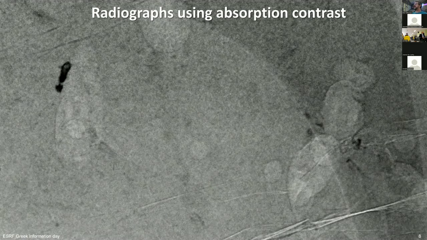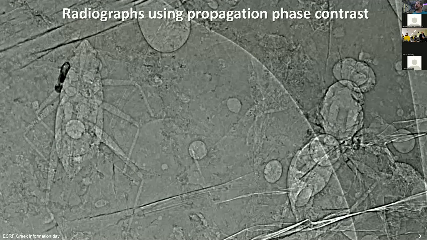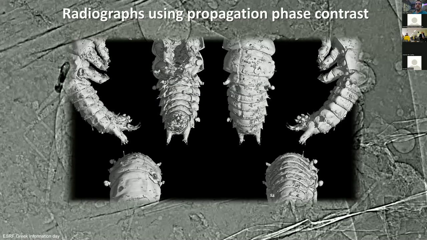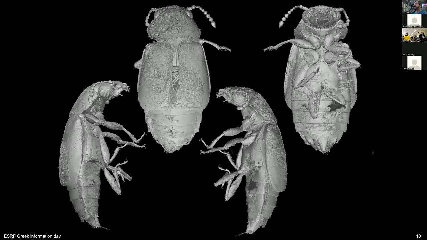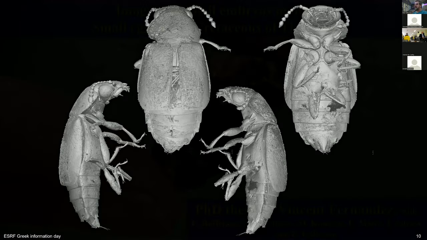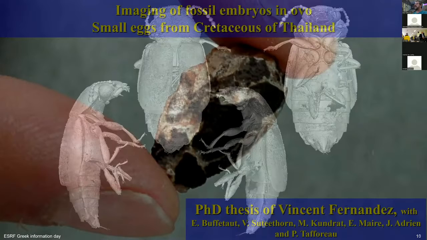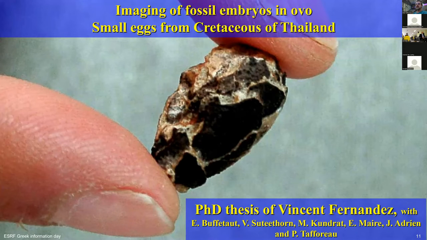It is what you see right now. By increasing this distance, we increase a lot the sensitivity to small density differences. And in this case, you can clearly see the two fossil insects. So when you go to 3 dimensions, you can do that with phase contrast microtomography. And here are 2 examples of fossil insects from the Cretaceous. The imaging of amber is quite easy because it's low density.